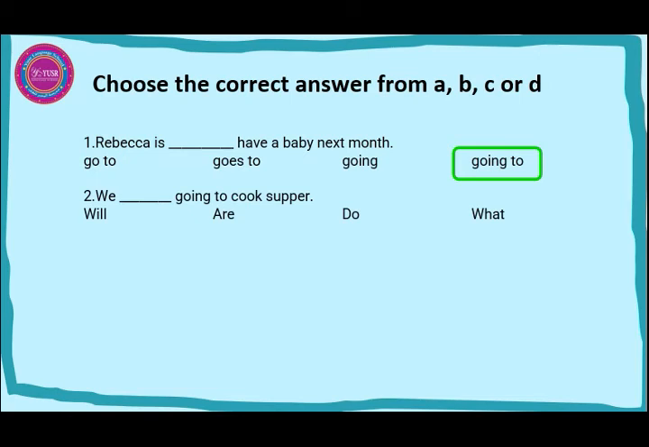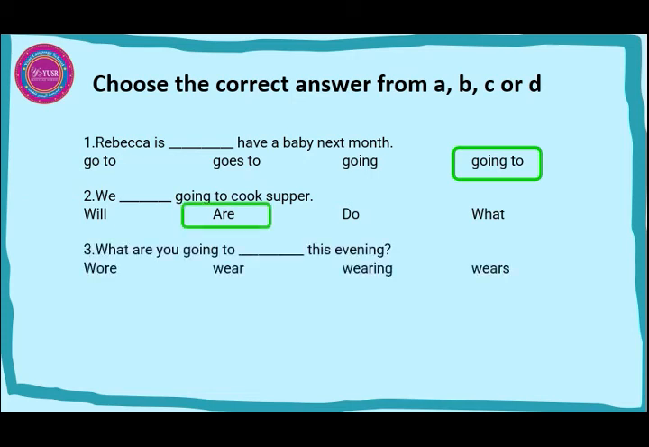The next question, "We space going to cook supper." "We will going to?" Of course not. "We are going to?" Yes, we are going to. Before "going to" comes the be verb. The next question, "What are you going to space this evening?" After "going to" comes the verb in the infinitive.